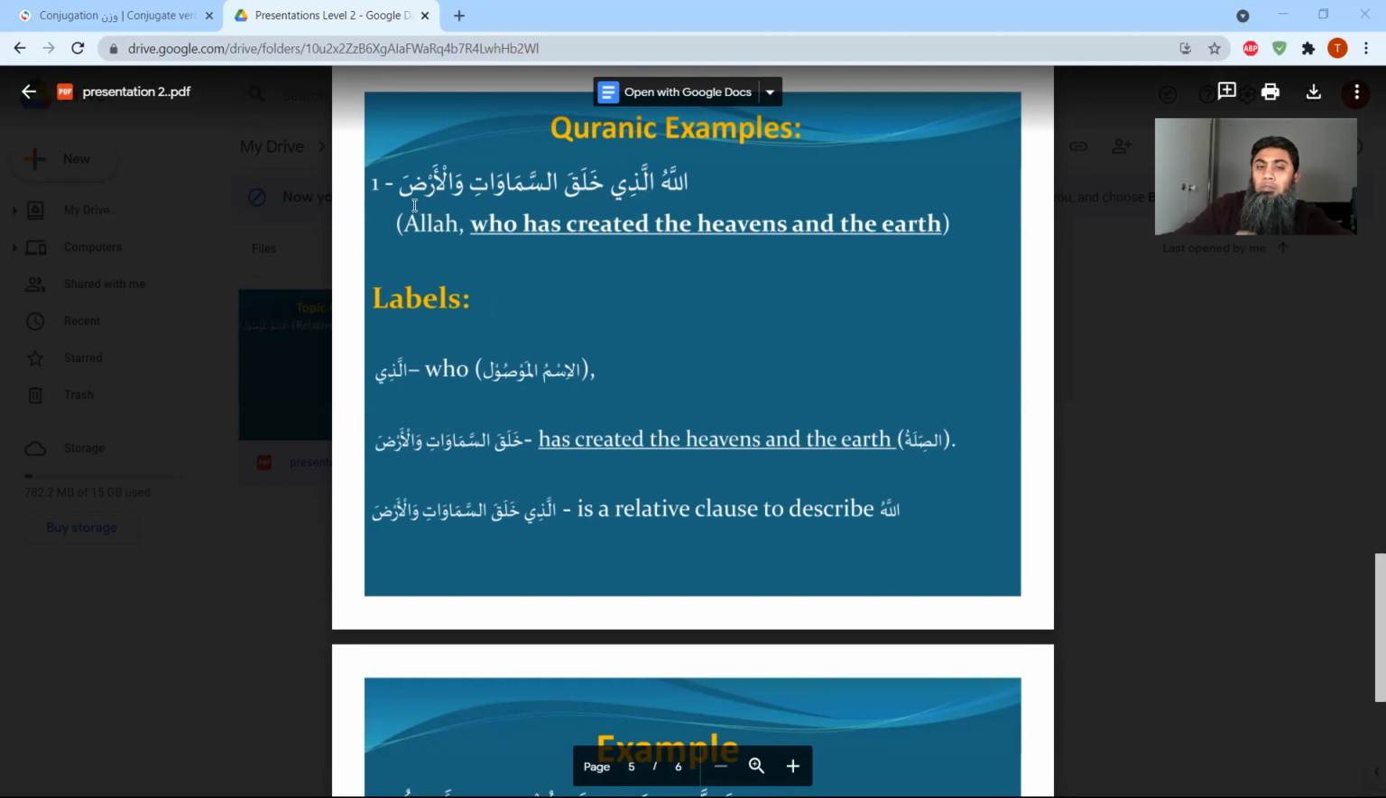arda. Number one. Number two, allazi will be called ism mawsool, and the rest of the stuff will be called sila. Allazi is a mawsool, khalaqa as-samawati wal arda is sila, and mawsool and sila together will be called jumlatul mawsula, which is allazi khalaqa as-samawati wal ard, and this jumlatul mawsula is describing this word Allahu. Any question about this example?